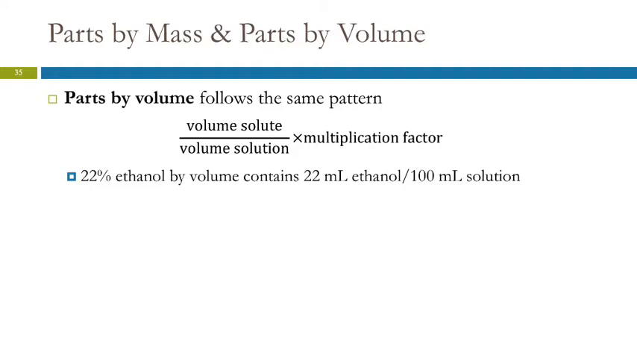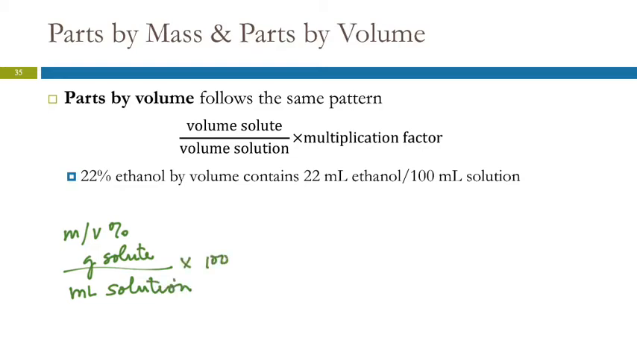It's also possible to do a mass to volume percent. So that would be grams of solute per milliliter of solution, times 100. It's the part over the whole, but now it's a mass and a volume instead. We don't do that much in chemistry, but it's used a lot in medicine.